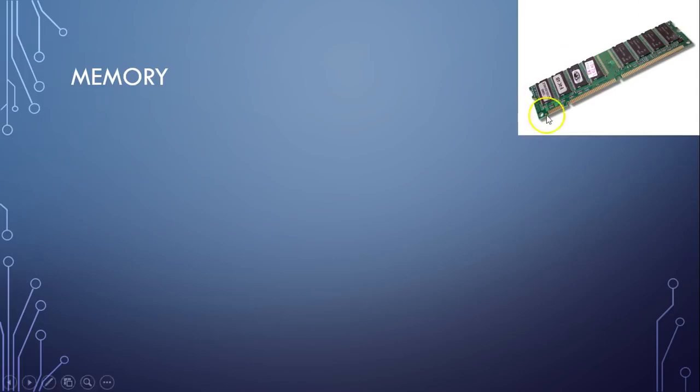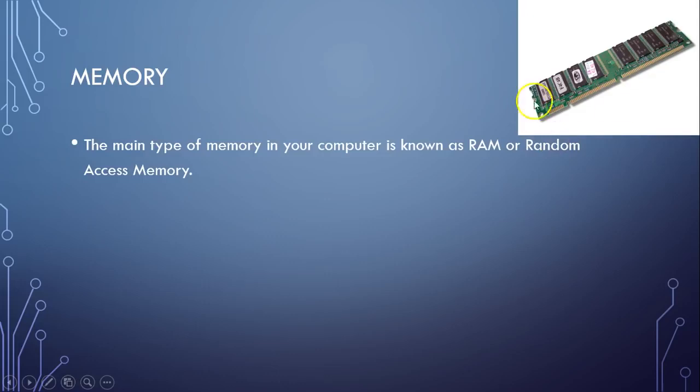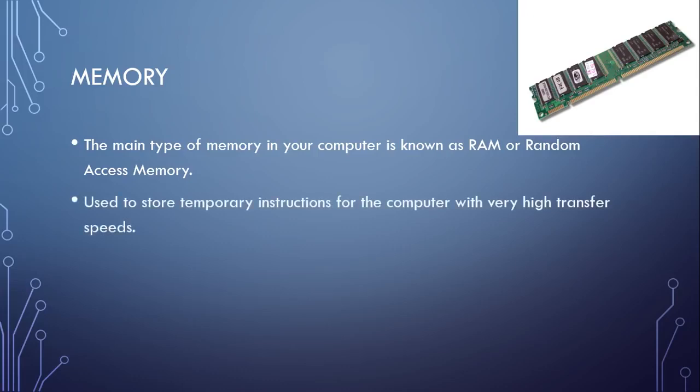All right, this right here is an example of a memory stick, specifically a DRAM. I think this one here is one of the older ones, because it's got a nick right here. The main type of memory in your computer, of course, is known as RAM, or random access memory. That's one of the big takeaways here that you need to know: what is RAM, because there are actually other types of memory, but the one that we're going to focus on is RAM, or random access.